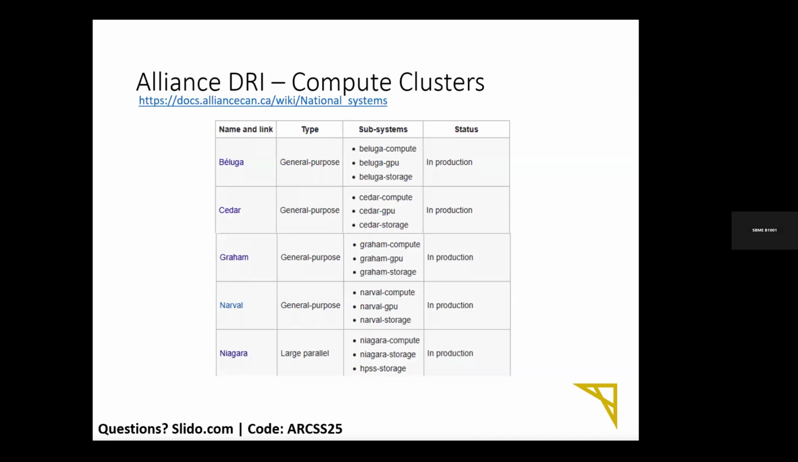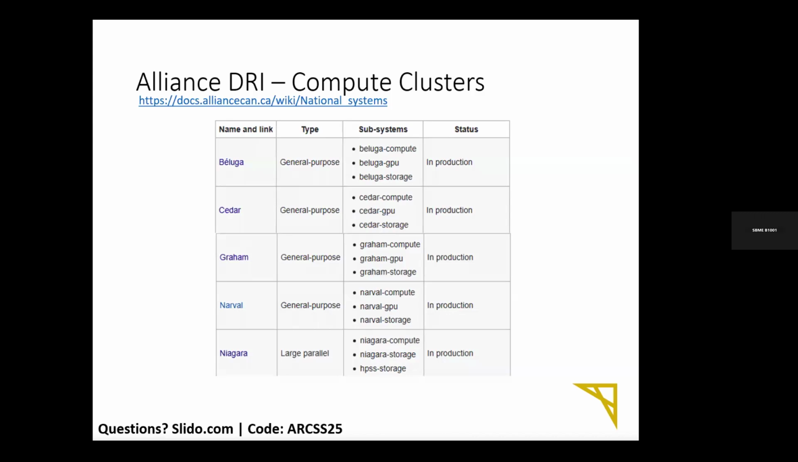There's also a specialized system called Niagara, which I believe is for large parallel jobs. What that means is if you have jobs that require thousands of CPU cores, your jobs can be parallelized, that can take advantage of it. I think the minimum core count is 1,024 that you can request. Certain types or certain classes of problems benefit from a large parallel system.